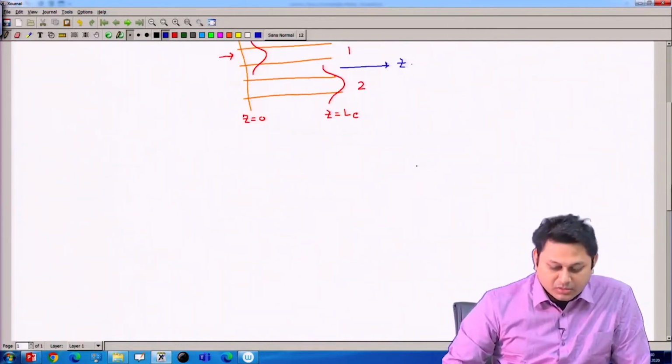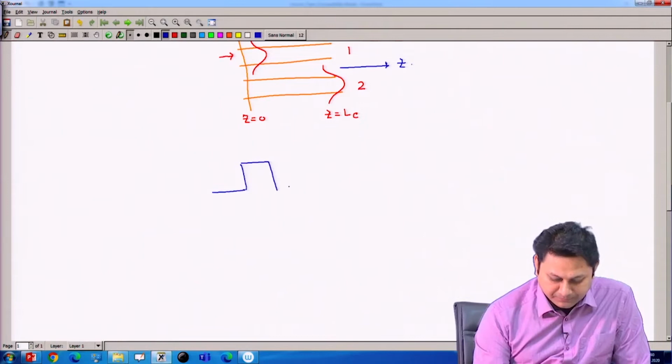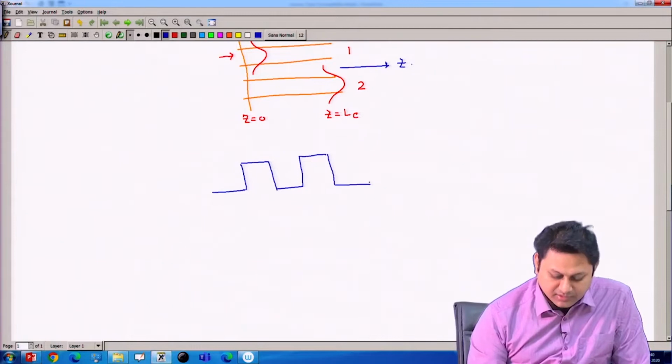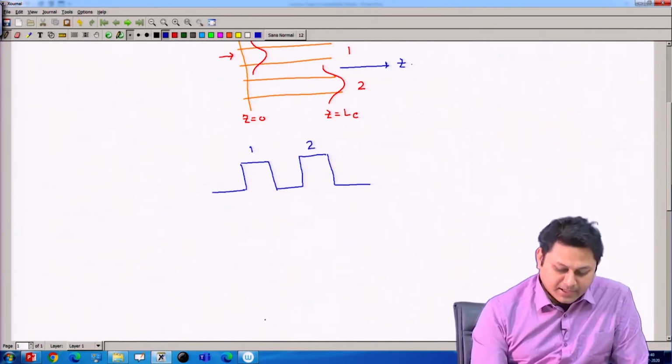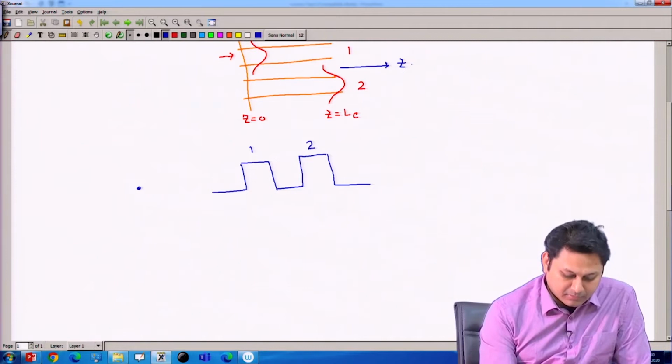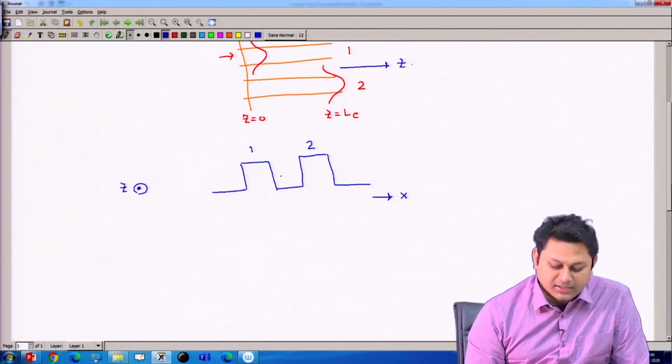Now I can draw the refractive index profile of these two waveguides in this way: two waveguides placed side by side. So, this is the structure of the waveguide. This is waveguide 1 and this is waveguide 2, and they are placed very close to each other, and z is perpendicular to the plane. Along this direction suppose we have x, and the refractive index is varying along this direction.